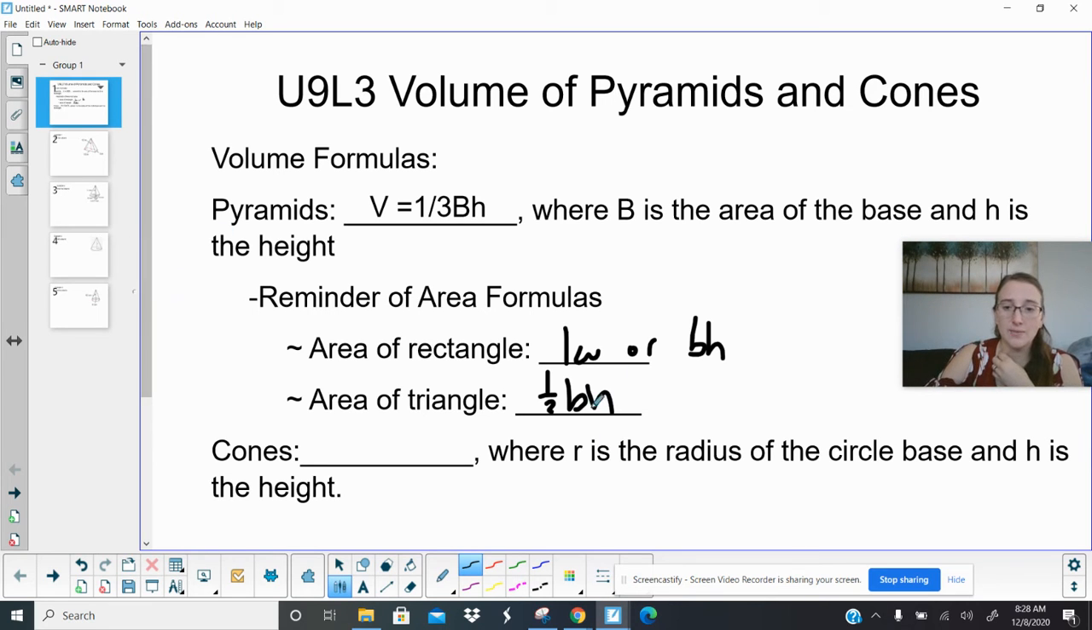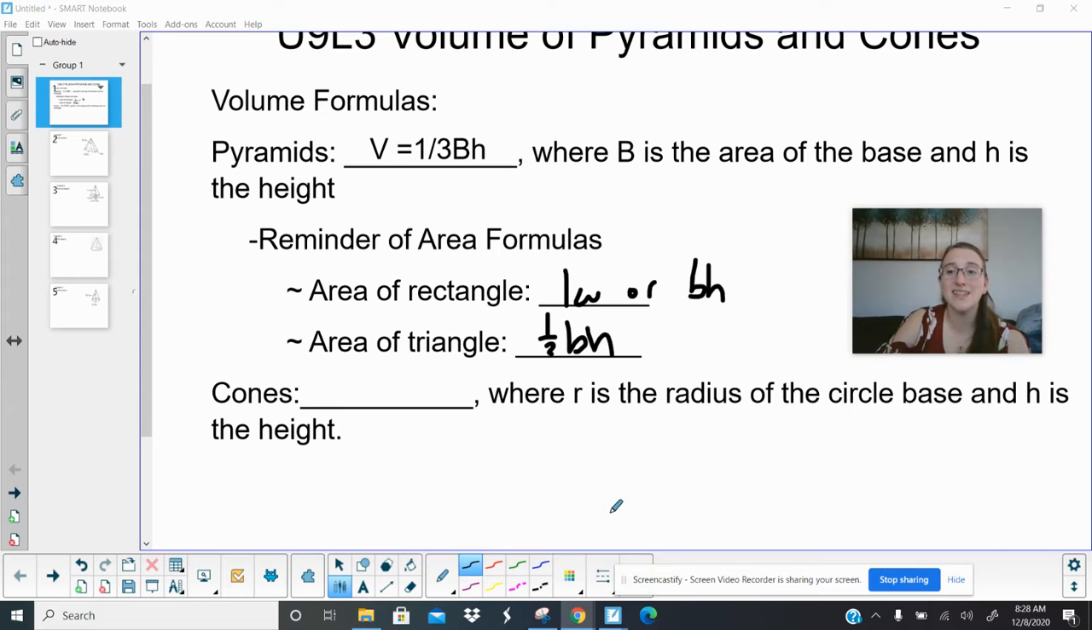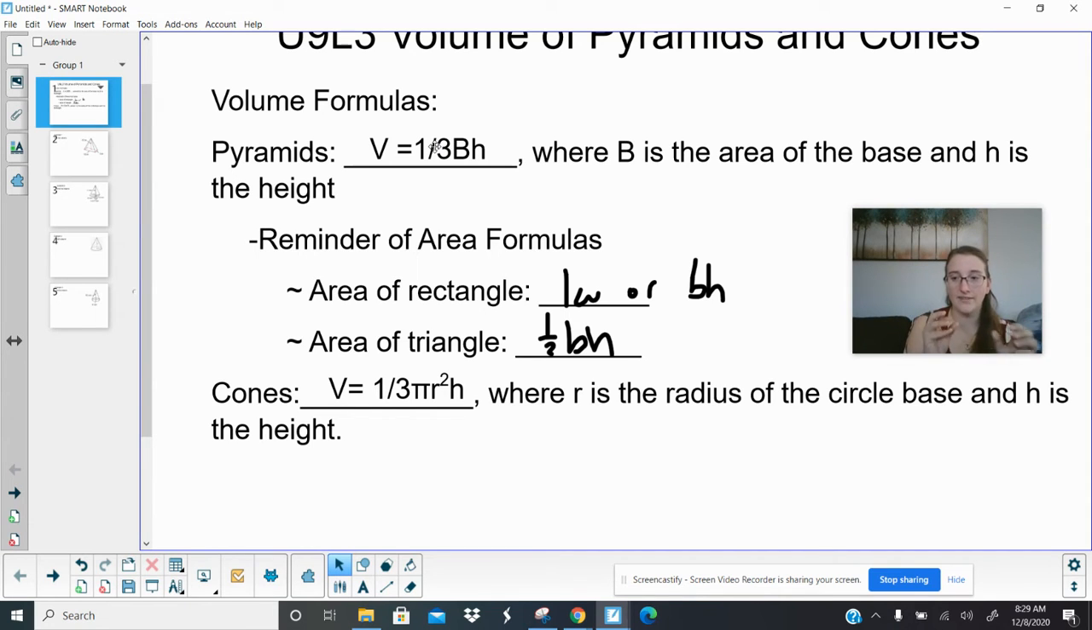Okay. So we need to keep these in mind, and we have to be aware of what shape our base is so we know which formula to use. Now cones, again, a cone is technically a pyramid with the base of a circle. So the formula actually looks almost the same. We just replace capital B with the formula for area of a circle. So it's 1/3 pi r squared, which is the formula for area of a circle, times the height. Again, technically the same formula, but I'm just giving you that one just so we have it because it's kind of special. R is, again, the radius of the circle base because it's a cone, right? And H is the height.